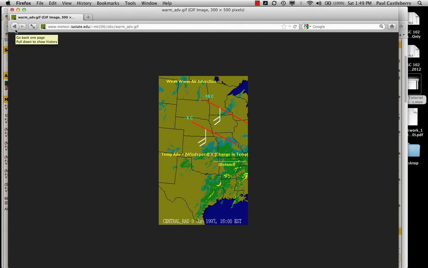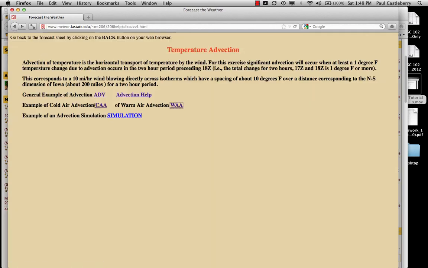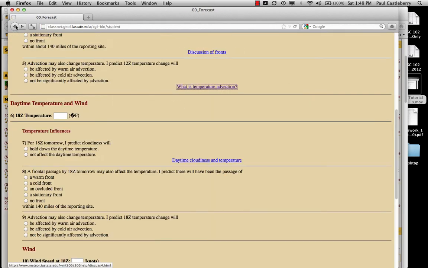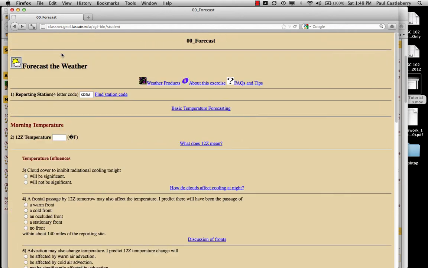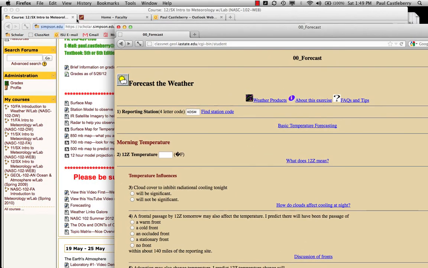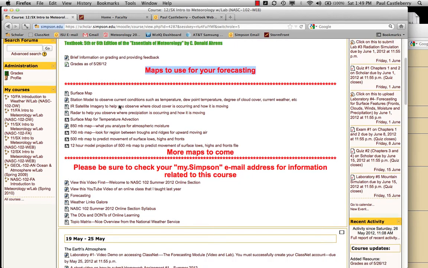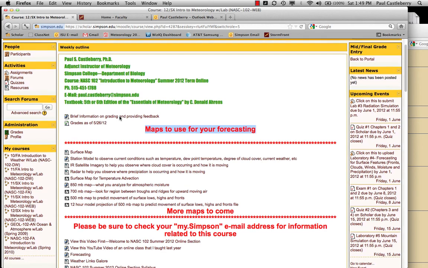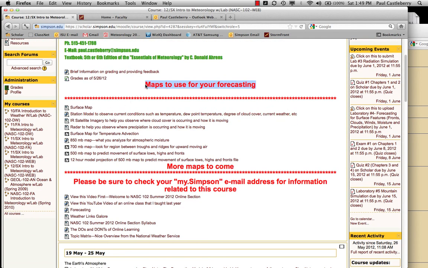So really the easiest way to do this, let me just give you an example. Let's take a look at a real-life example. And if I go back here, and we're going to go back here to our Scholar site, and specifically to the maps to use for forecasting. Notice I've got a link here, a surface map for temperature advection. Let's click on that.